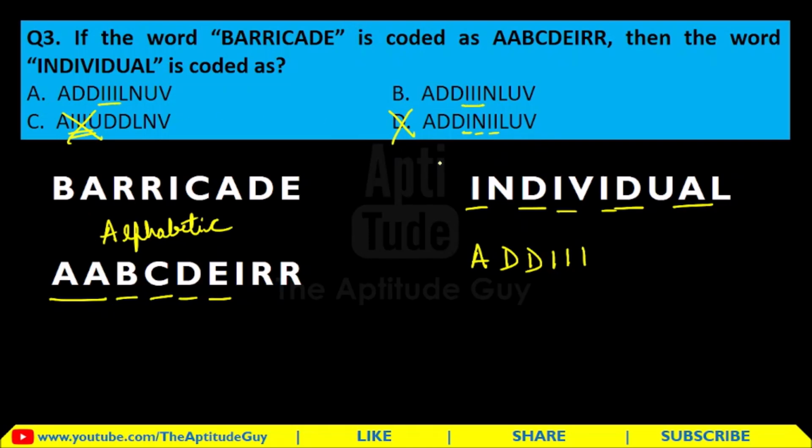Now the only difference between option A and option B is LN and NL. In the English alphabet, in ABCD, what comes first? L or N? Of course, L comes first, LMNOP. So obviously, L has to come in the front of N. So obviously, option B is wrong. Option A is correct.